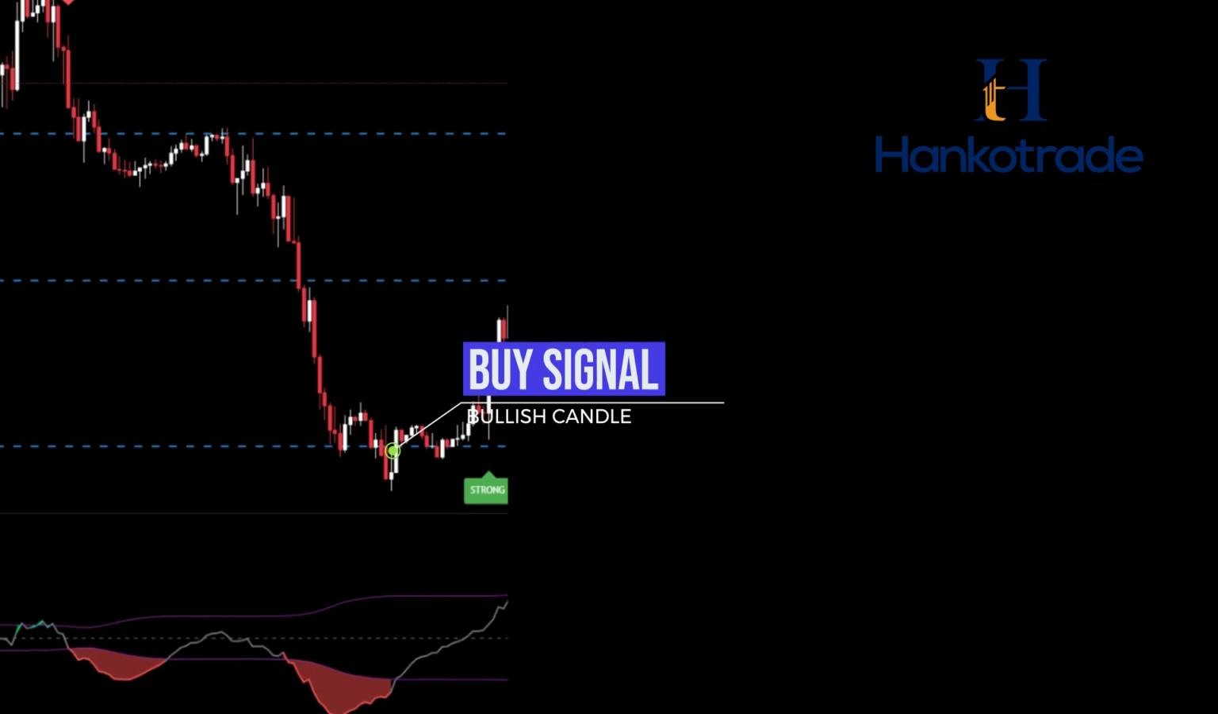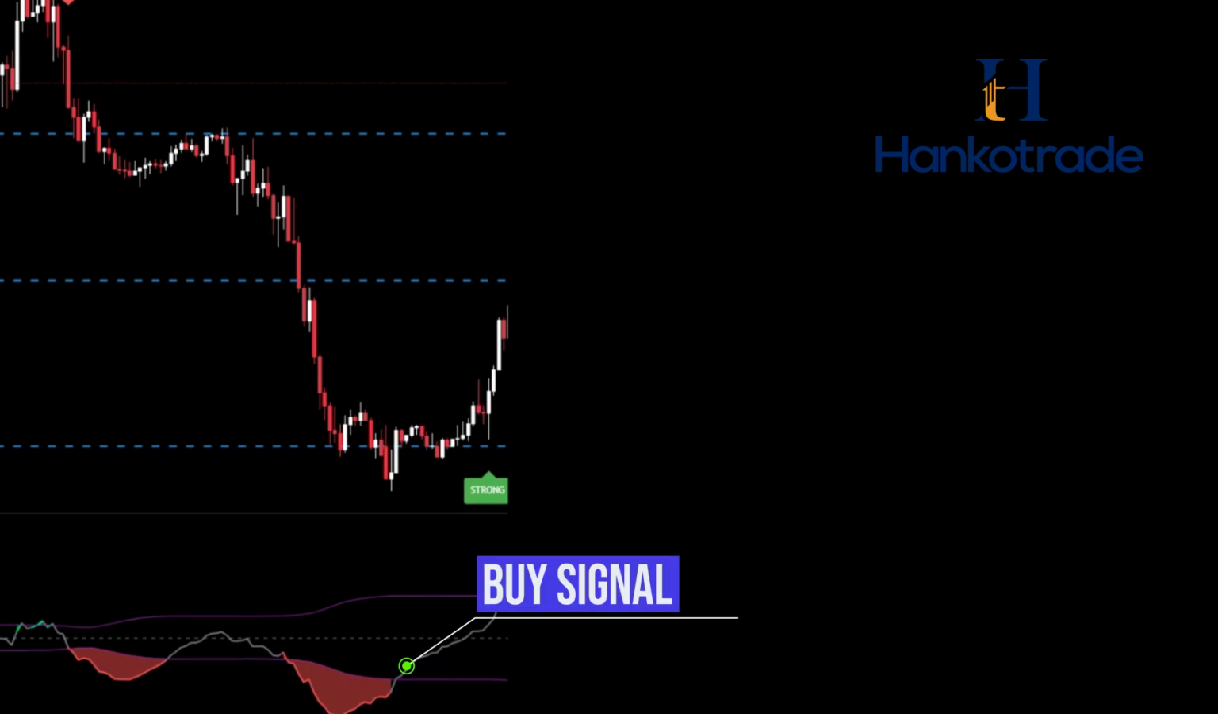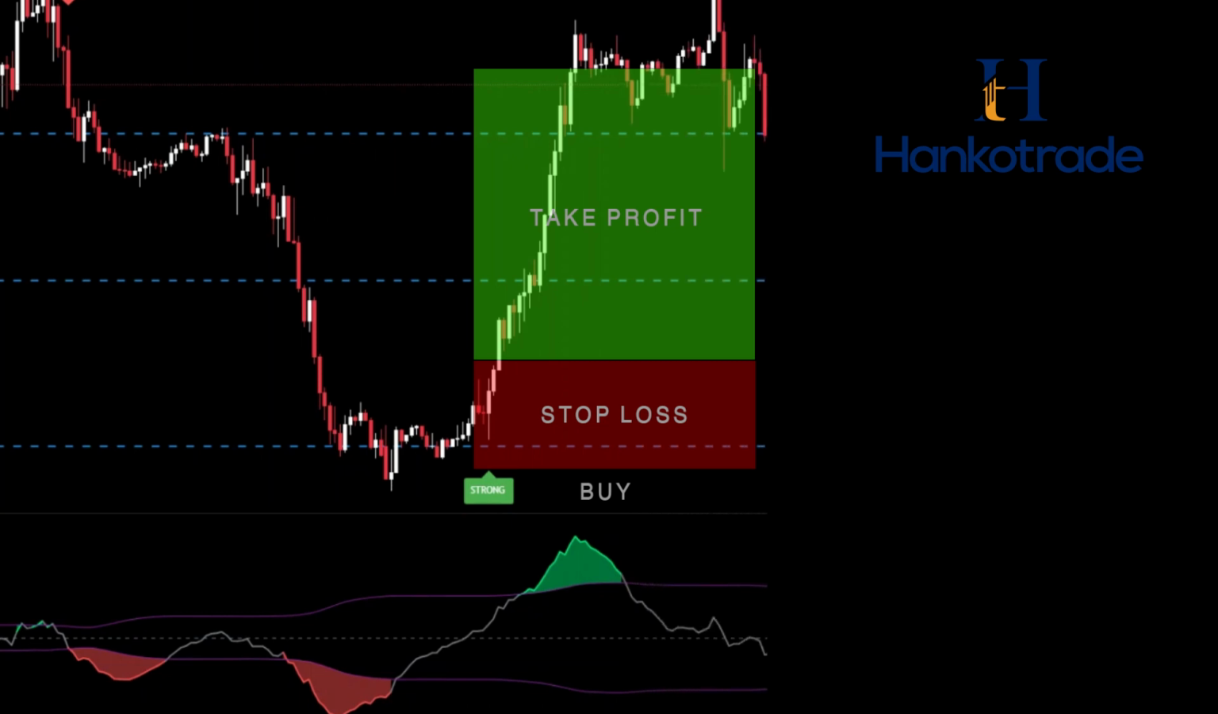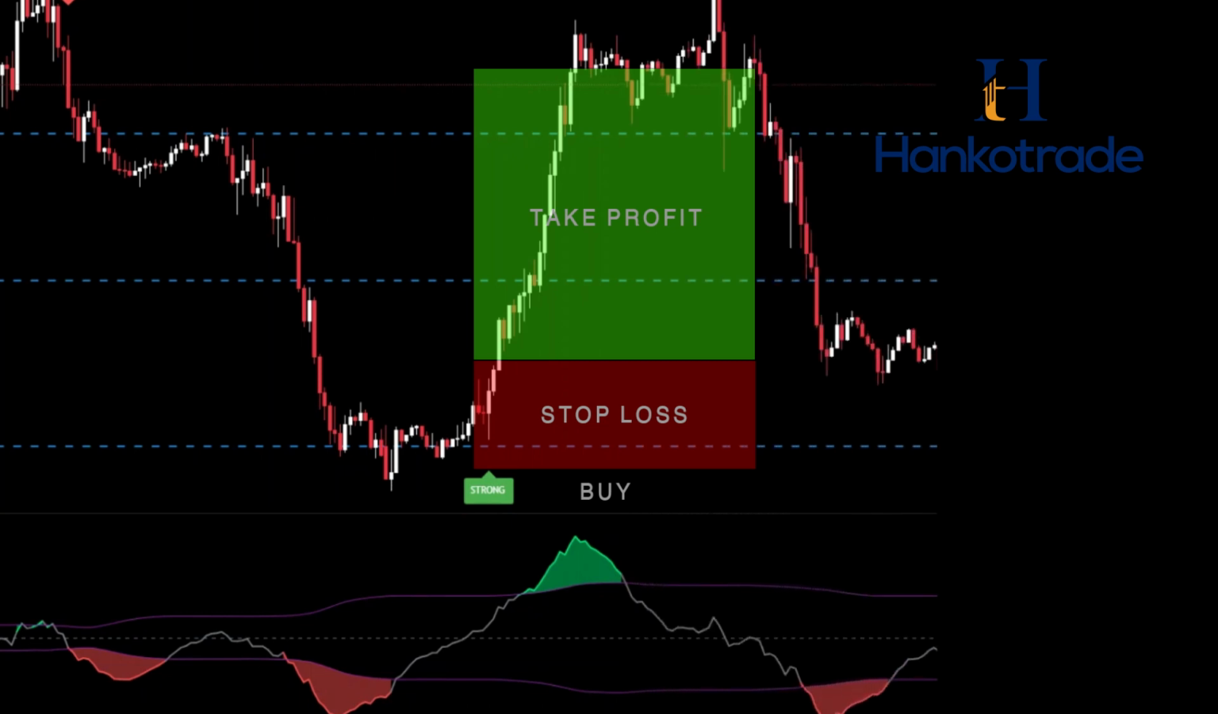Now look at the Trendelo indicator. The white line should be at the bottom of the band in the oversold area. When the white line crosses the purple line upwards, you can open a buy position. Stop loss would be the recent swing low. Just take profit risk to reward 1-2. Resistance lines can be used as targets.